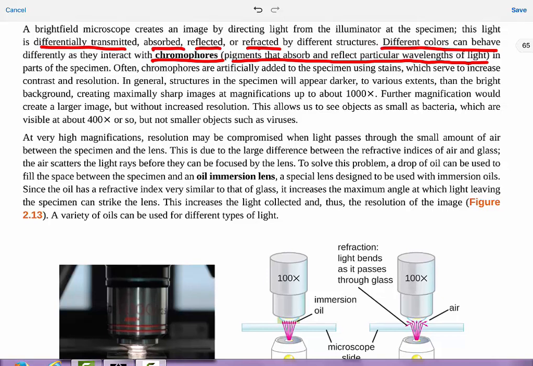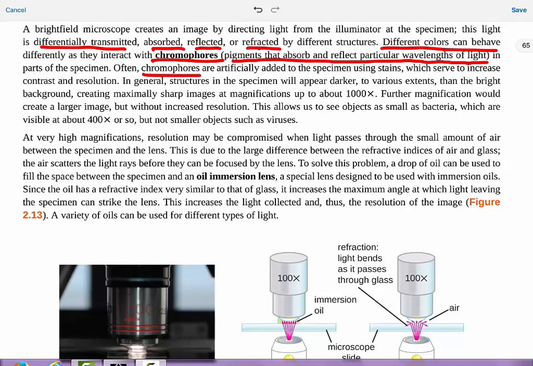When we are talking about chromophores, they're pigments that are in different parts of the specimen, and they either absorb or reflect different wavelengths of light. So remember, if it absorbs that wavelength, that's the color you do not see. And if it reflects a particular wavelength, that's the color that you do see.